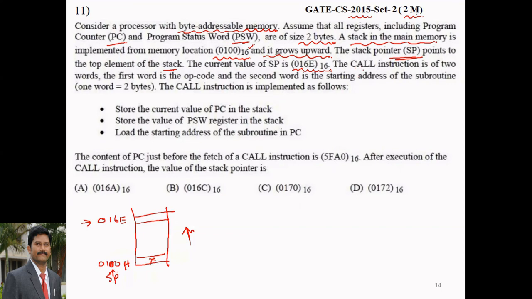Now the question is, the call instruction is of 2 words. The first word is the opcode and the second word is the starting address of the subroutine, that is 2 bytes. The call instruction is implemented as follows: store the current value of PC in the stack, store the value of PSW register in the stack, and load the starting address of the subroutine in PC. That is nothing but the call instruction.